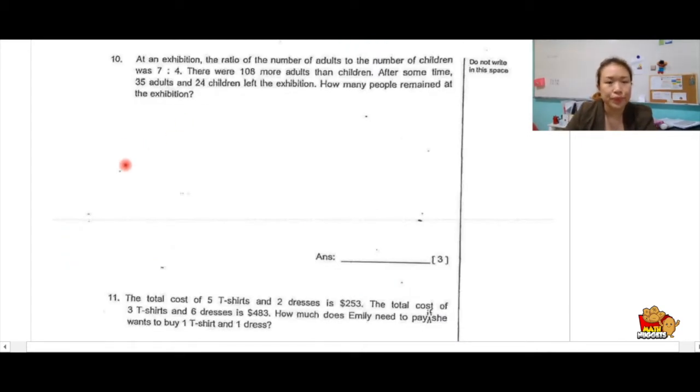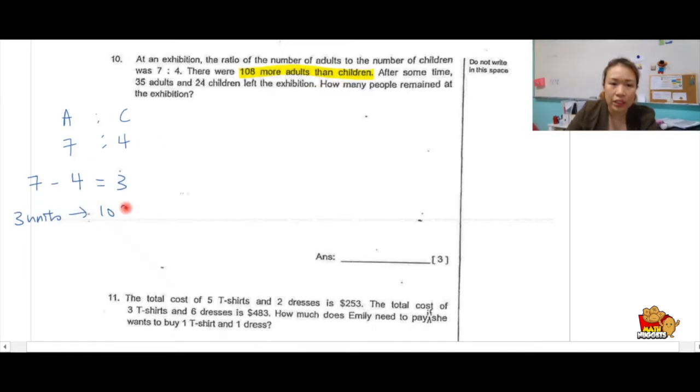Question 10. We have the adults and children. The ratio is 7:4. The question tells us that there were 108 more adults than children. So how many more units of adults do we have? 7 units minus 4 units. The difference is 3 units. So this tells us that 3 units is actually the 108 more adults, okay?